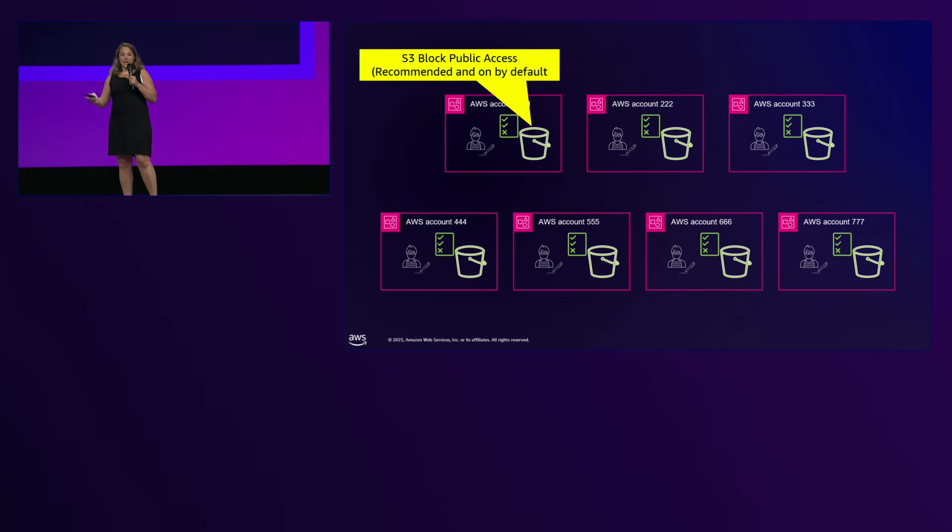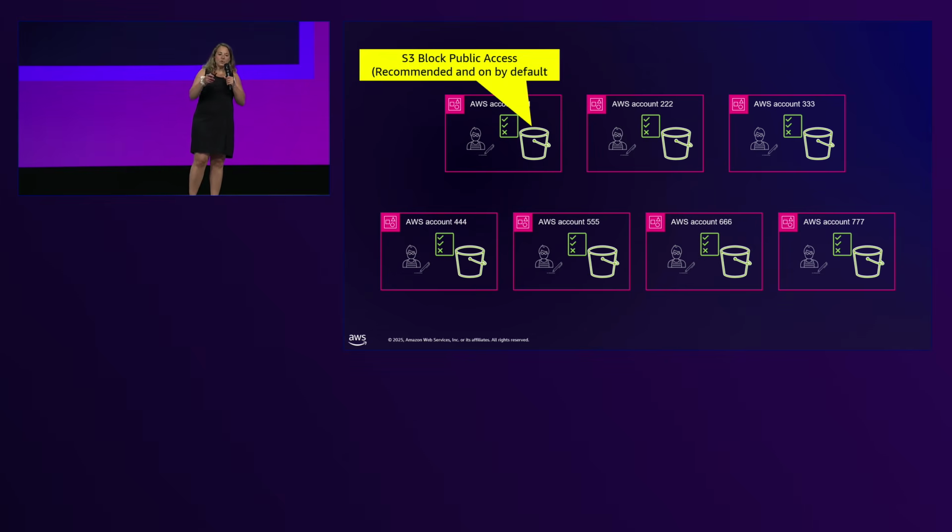So if we have that on all of our buckets, then the worst kinds of mistakes can't really be made anymore. And that's good. It's on by default. You're probably using it whether or not you're thinking about it. And that helps me with some of those use cases of the data perimeter.